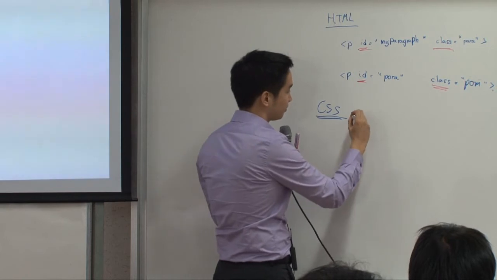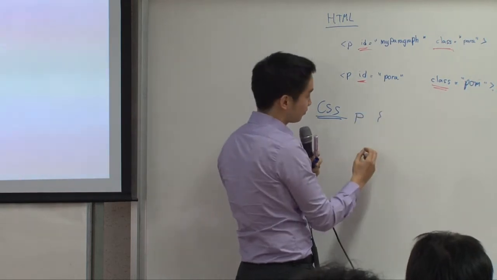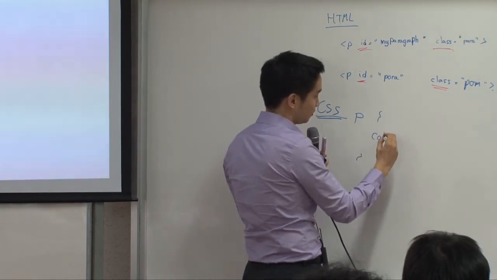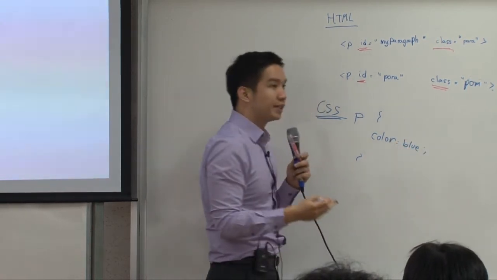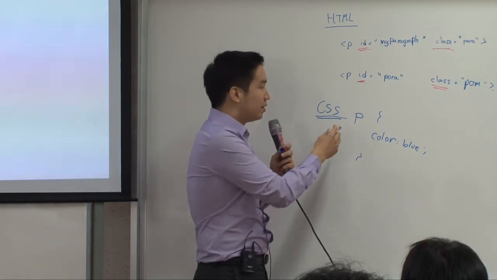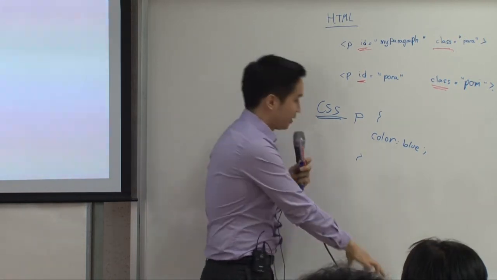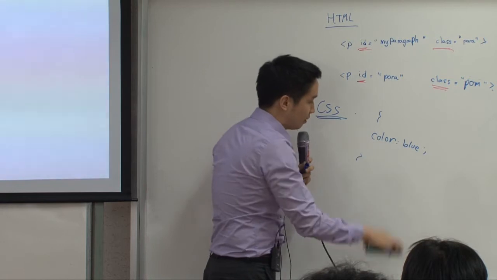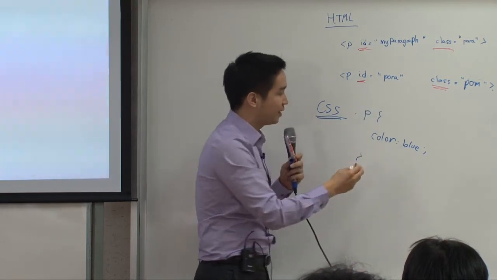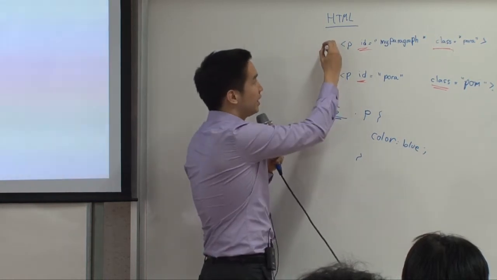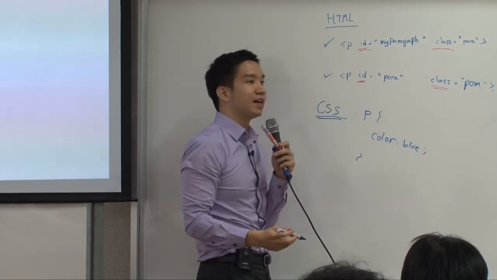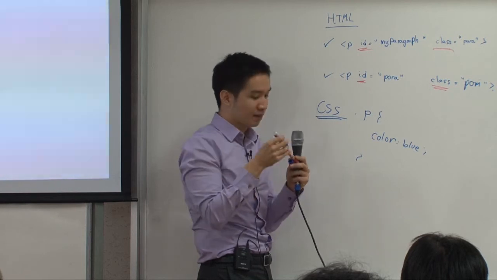P, followed by the bracket and then color blue. Simple enough, right? So you guys understand this, right? This is the code right here. This would apply color blue to this paragraph tag and this paragraph tag. You guys with me so far?